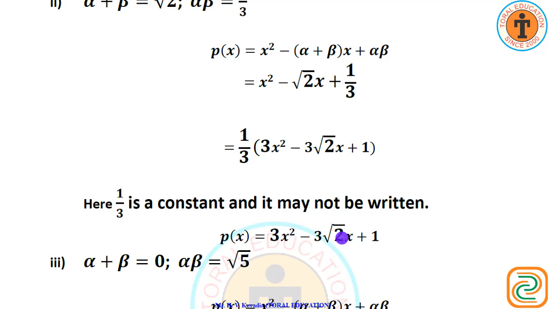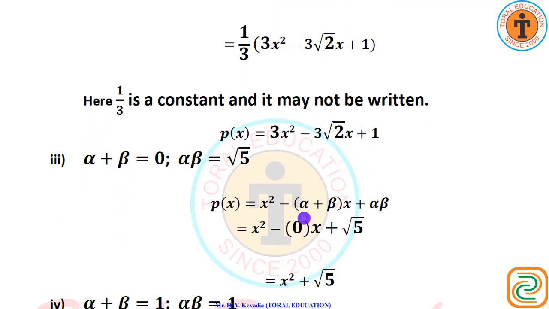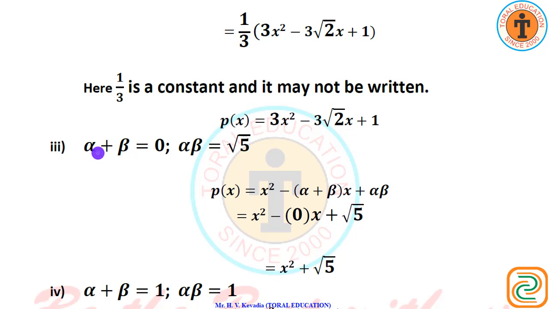Sorry. Here question number 3 in the same question, alpha plus beta equals to 0 and alpha into beta equals to root 5. So p of x equals to x square minus alpha plus beta into x plus alpha beta. So x square minus 0 into x plus root 5. So this will give us 0. The product of 0 and x is 0. So we write here x square plus root 5 as p of x.